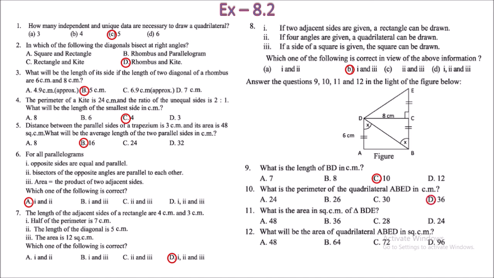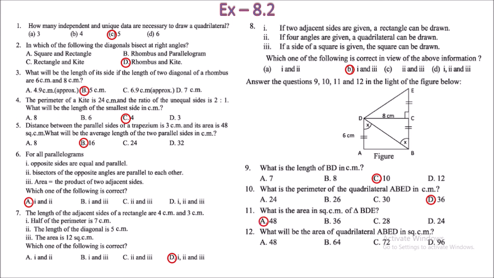What will be the area in square centimeter of BDE? So BDE, BE equal to 12, that is your base, height equal to CD, that equals 8 centimeters. So half into base into height, that equals how much? 48 is the correct answer.